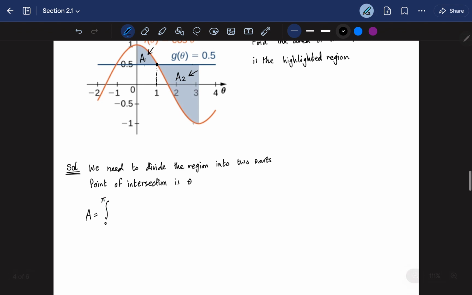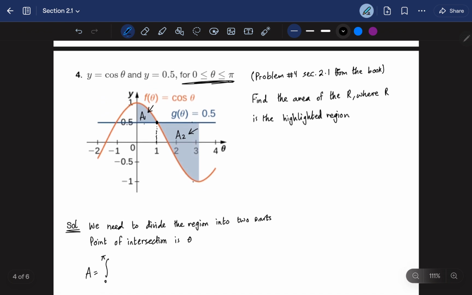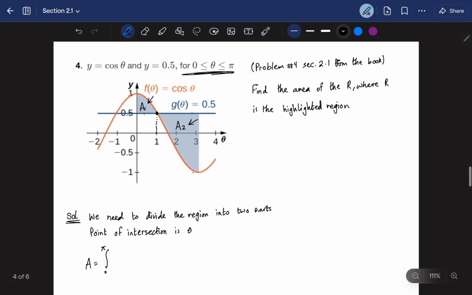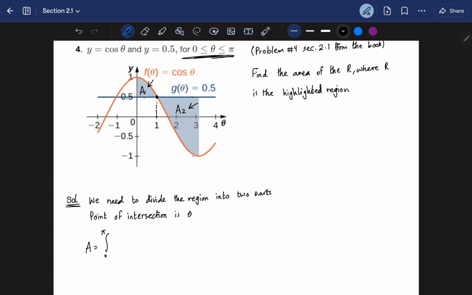So the reason why I know it's from 0 to pi is because they asked to find the area over this interval. So that's why I'm integrating from 0 to pi. And if you can tell here, pi is 3 point something. So we stopped here, so it has to be pi.